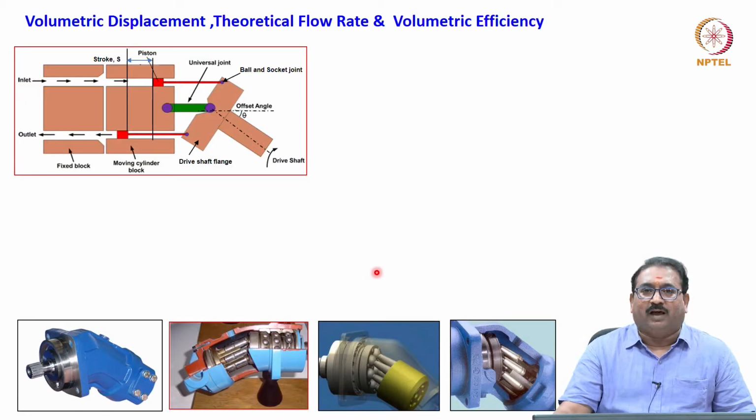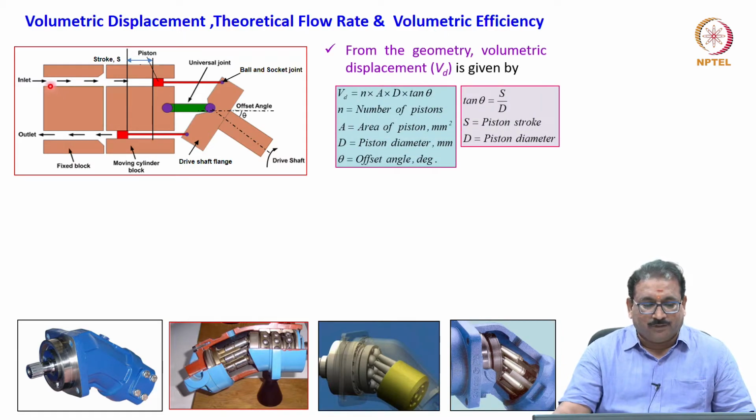Now quickly we will derive the volumetric displacement, theoretical flow rate, volumetric efficiency of the piston pumps. How is it? Already we are seeing, this is what you will call the cylinder block and this is a drive shaft. Here you will see I marked the one piston, whenever it is pushing the fluid, then oil will go here. Another one is drawing the fluid, that is the inlet. The distance between this and this is called a stroke S. The angle between the cylinder block and the drive shaft is theta, the offset angle.